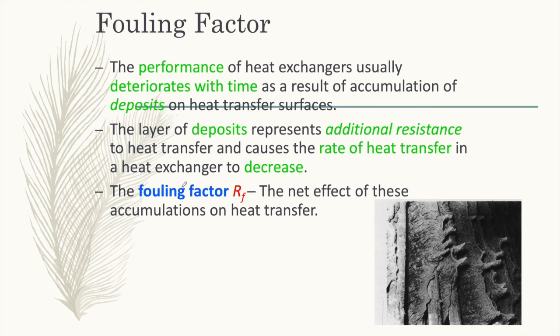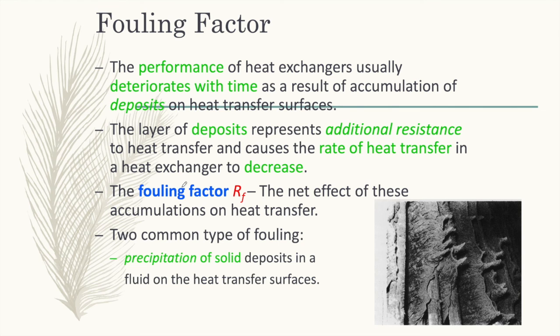If there is an accumulation of deposit inside and outside of the tubes, you have to include the fouling factor, here RF, the net effect of this accumulation on heat transfer. There are two common types of fouling. One is precipitation of solid deposits in a fluid on the heat transfer surface, and another is corrosion and other chemical fouling. So this is the figure of the fouling.